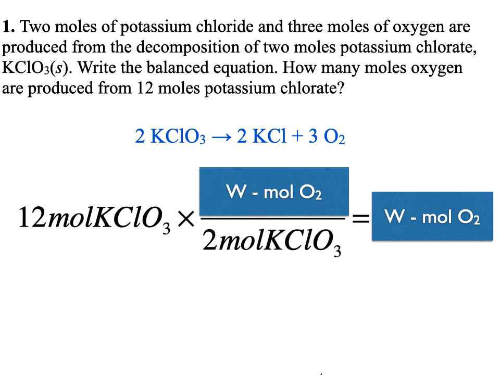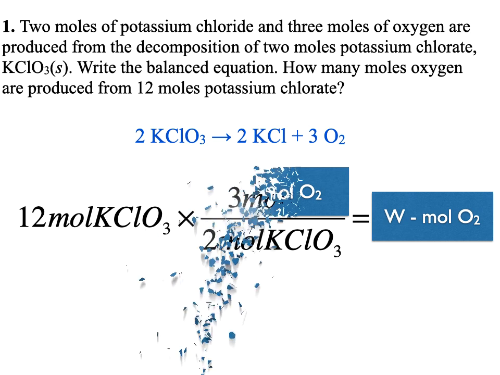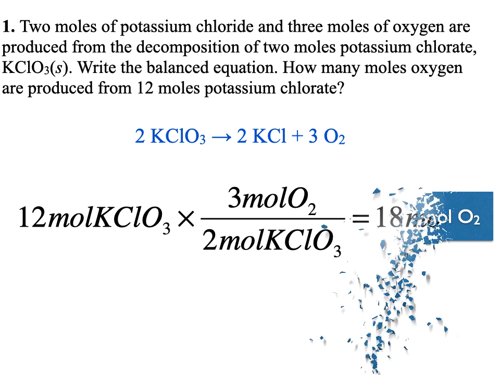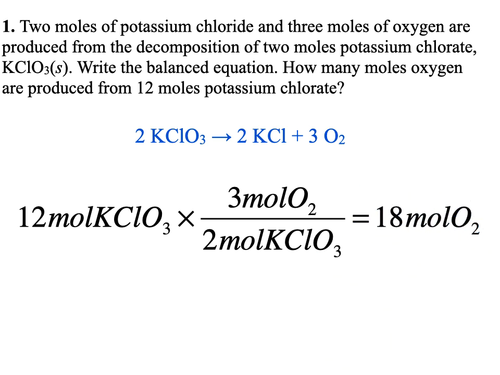On the bottom, I put the coefficient from the balanced equation of 2 moles of KClO3, because the balanced equation allows us to go from one substance to the next. From the balanced equation, I want moles of oxygen, so I'm going to use 3 moles from the balanced equation. This step is the most important step in stoichiometry, switching from one species to another. So then I do the math. 12 times 3 divided by 2 gives me 18 moles of oxygen.